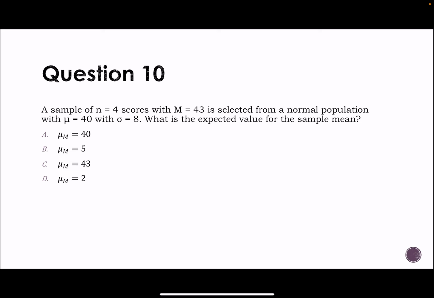It says a sample of n equal to 4 scores with M equal to 43 is selected from a population with a mean of 40 and a standard deviation of 8. What is the expected value of the sample mean? Guys, when we talk about expected value of the sample mean, we expect that the sample mean will be the same as the mean of the group. So our expected mean would be 43. Okay, our sample mean and our expected value for the sample mean should be the exact same value.